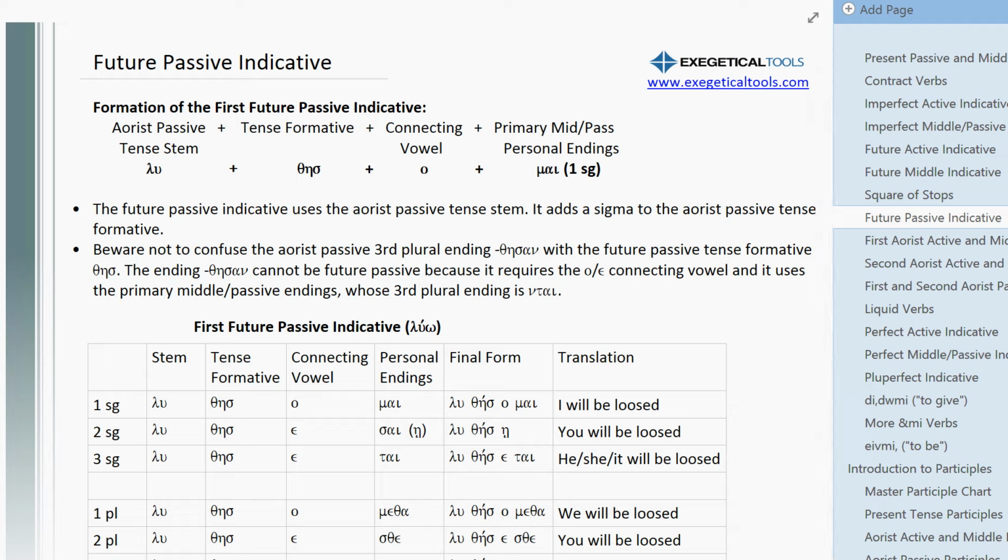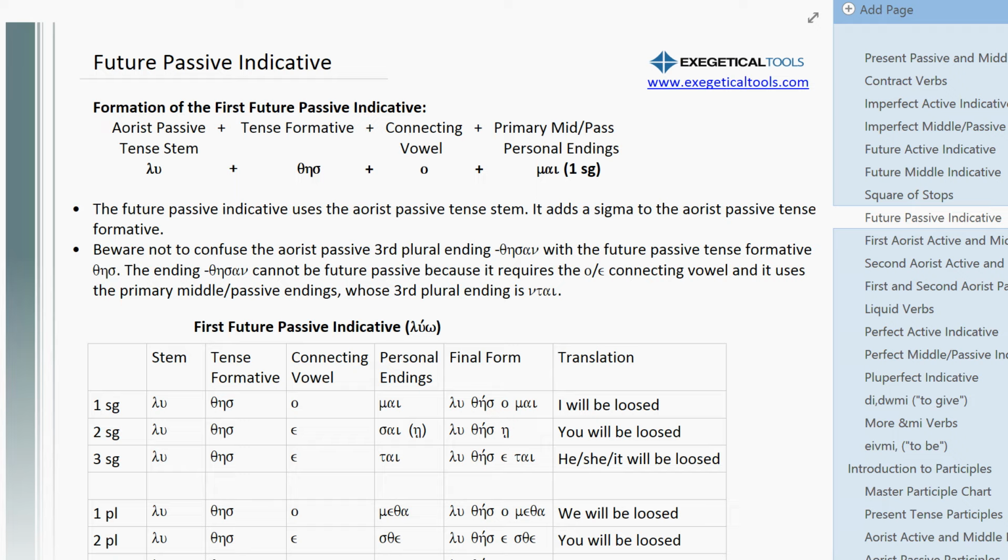So hopefully by this point you've already watched the future active and the future middle indicative. And you'll probably want to watch the aorist passive video as well, because what you can already see right here is that the tense stem used is going to be the aorist passive stem, so it's going to help you to go ahead and watch the aorist passive video first before you watch this.